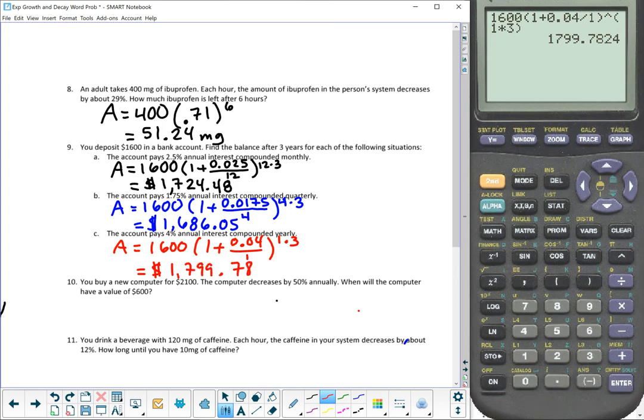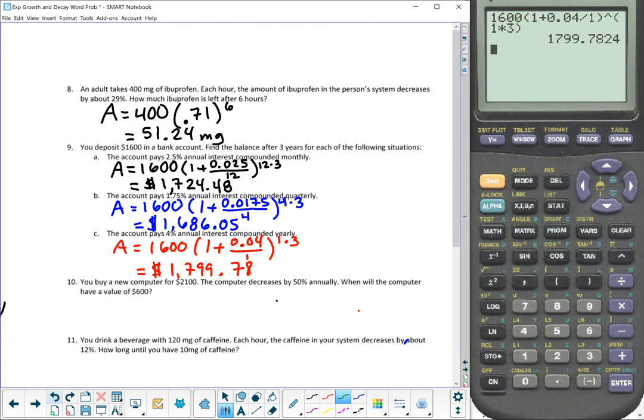$1,799.78, right? So this compounded yearly should be less if it was at the same annual interest, or the same percent. But because it went up to 4%, right? This is the biggest thing that changes. We're getting a whole lot more money. Okay.